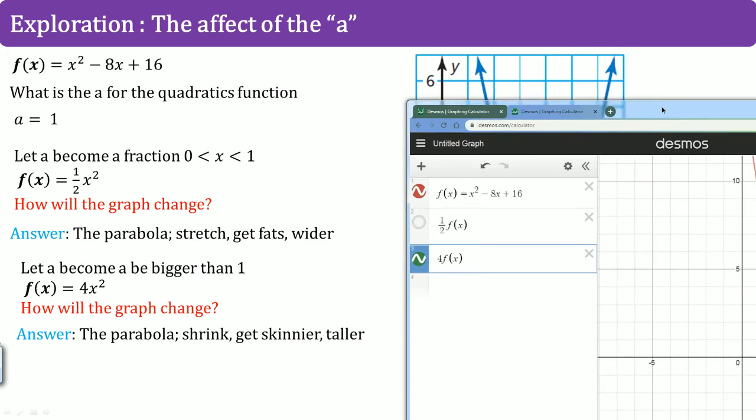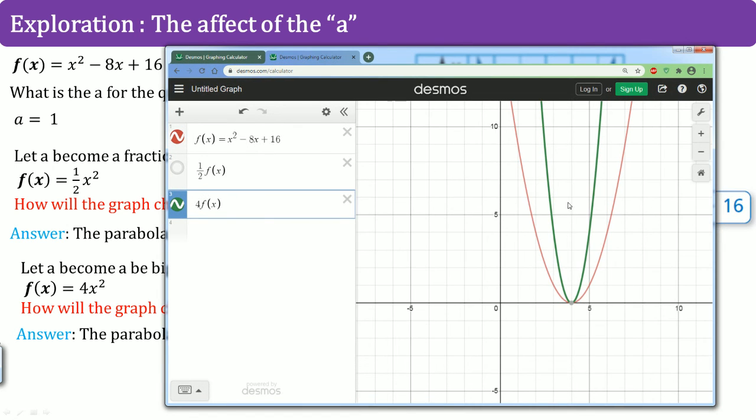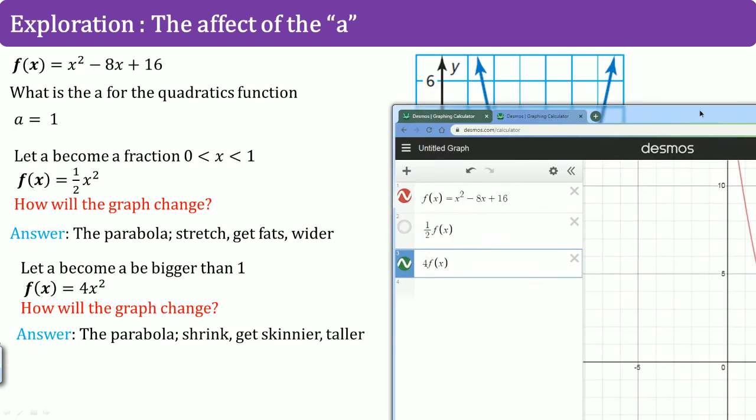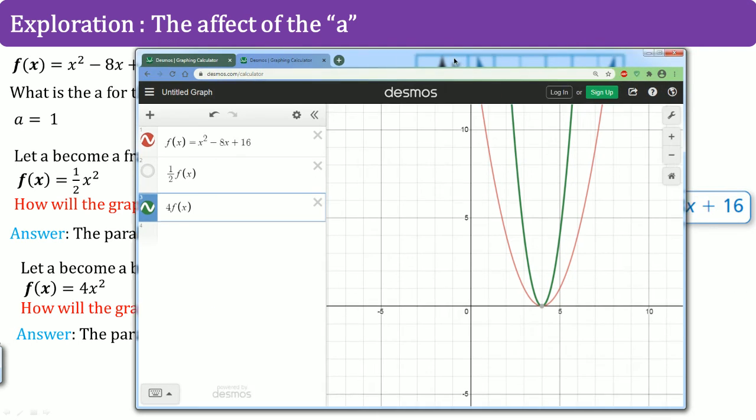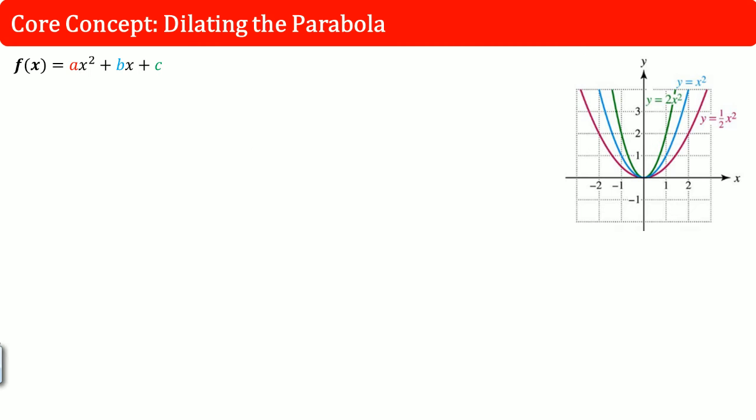And in the process of getting skinnier, it got taller. So you can say that it shrank and it got taller. So those are how A affects the parabola. Let's look at the core concept. Okay, these are your 3 cases. Given the standard form of the parabola, when A equals 1, we would say that the parabola stays the same. Because when you multiply anything by 1, it remains the same.